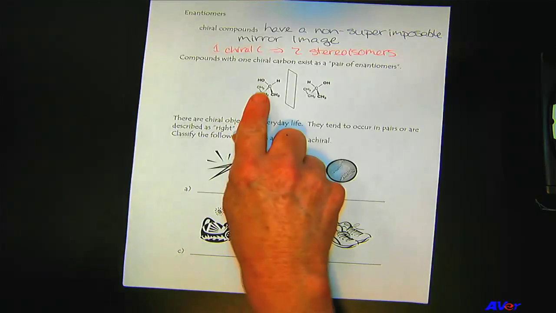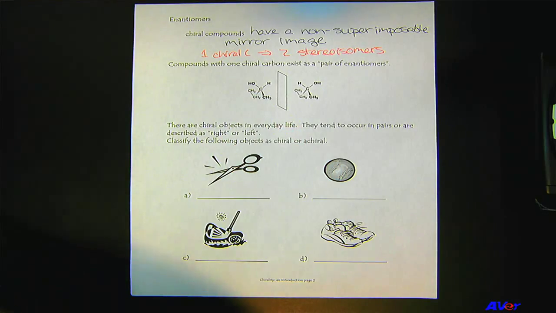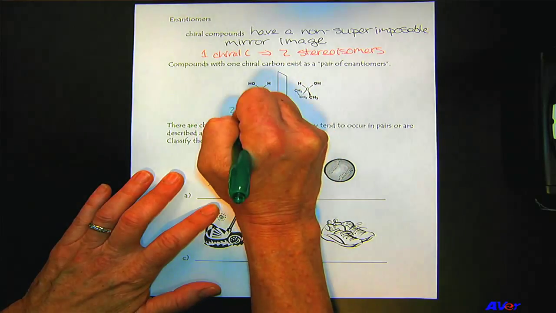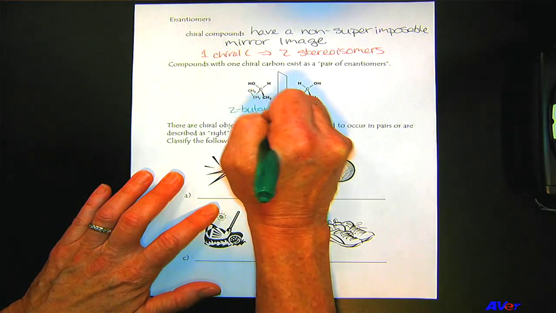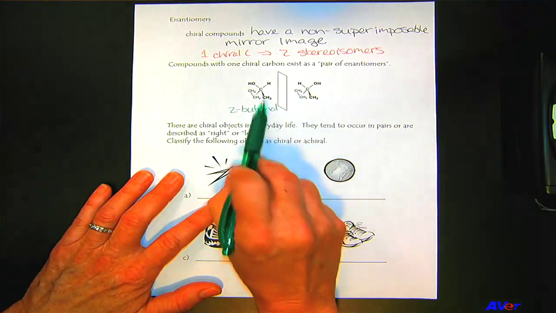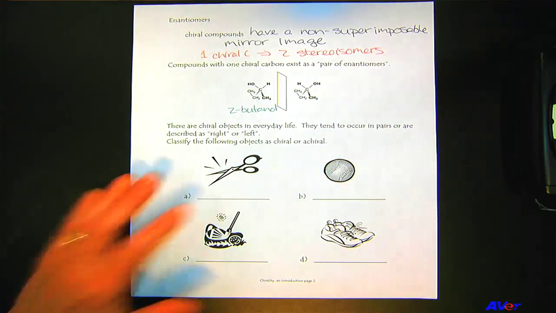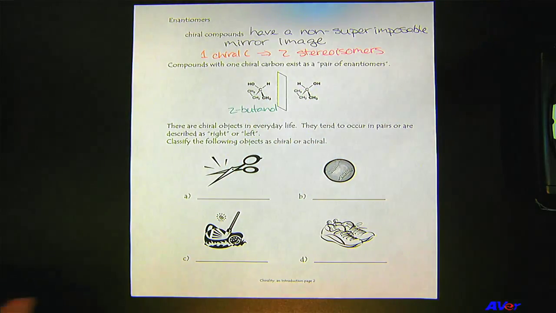So that's what this picture is showing us here. So here we're back with our 2-butanol, right? And here are the mirror images, and so I made some models of that to show you. So let me grab those models.